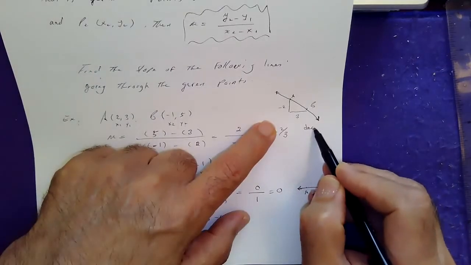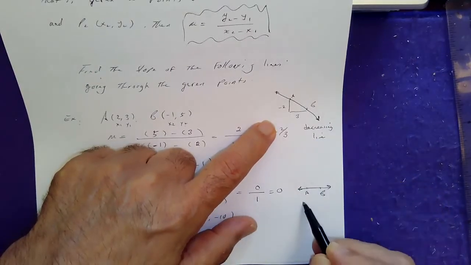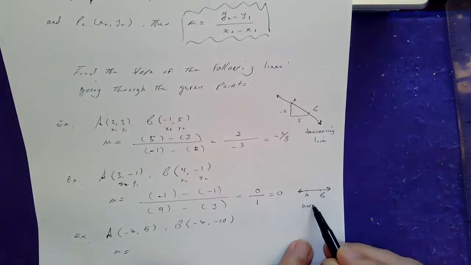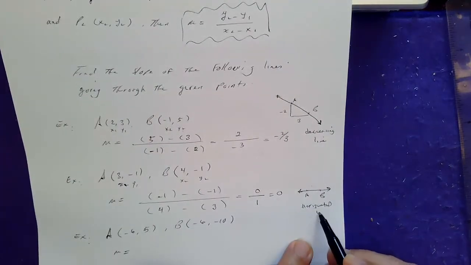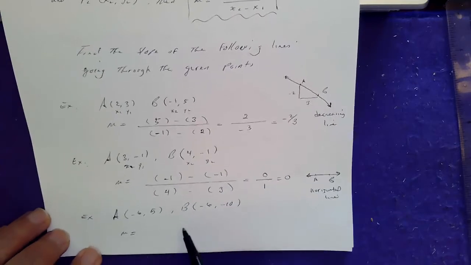This guy is called a decreasing line. This guy is called a horizontal line. Do you see it? What about this guy?